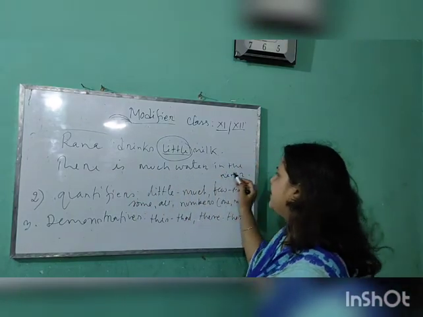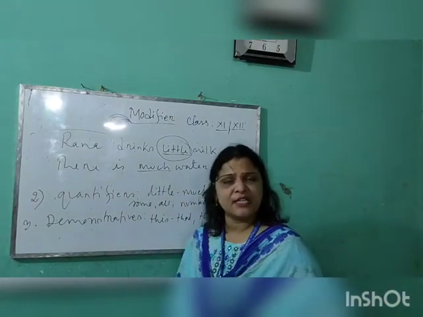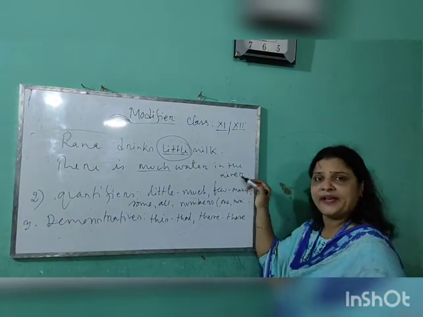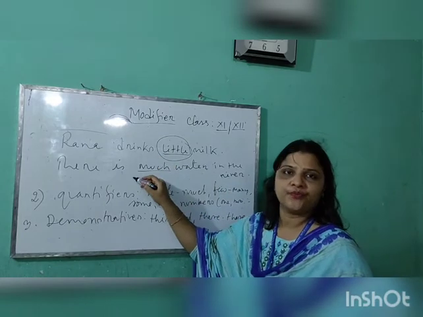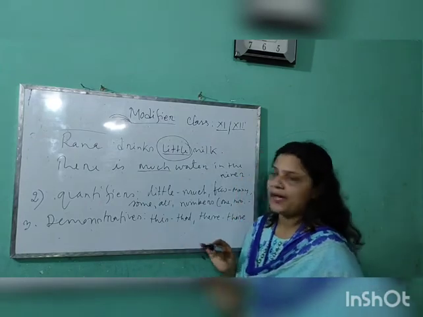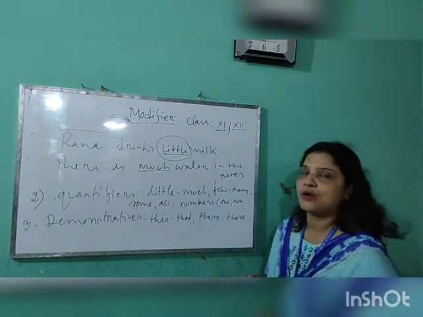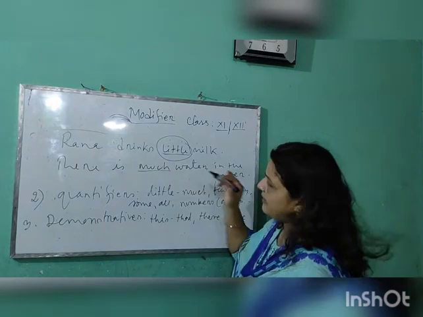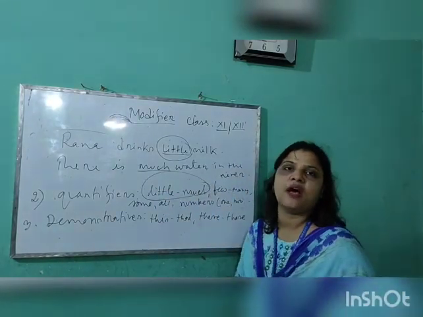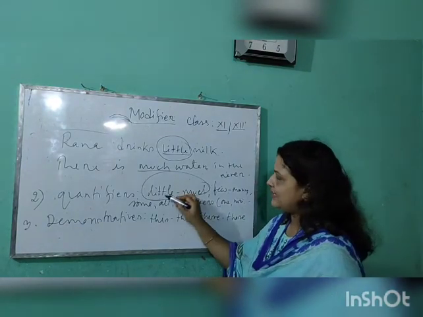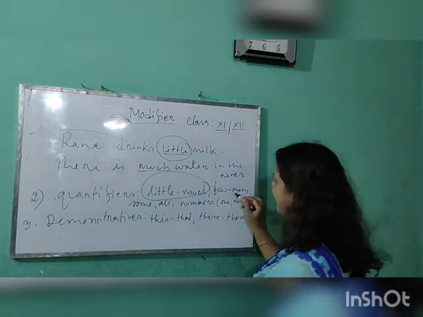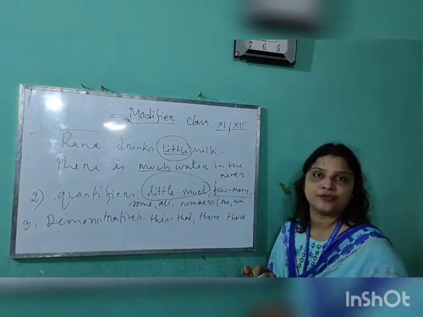There is much water in the river. Here you can use little water in the river, or much water in the river. If it is the rainy season, then you must use much. Or if it is the dry season, then you can use little. So you have to be very careful using quantifiers. You should remember that little and much are basically used for uncountable nouns, and few and many are used for countable nouns, okay?